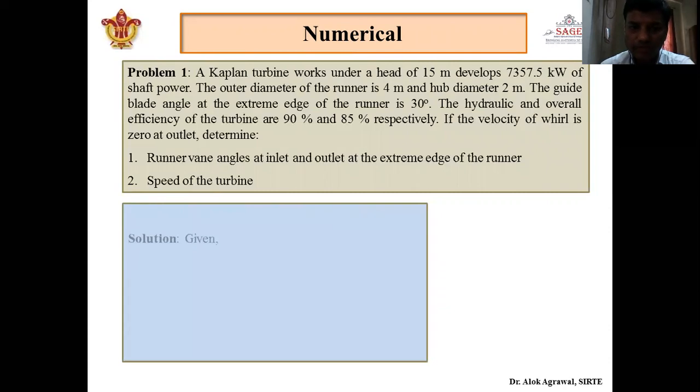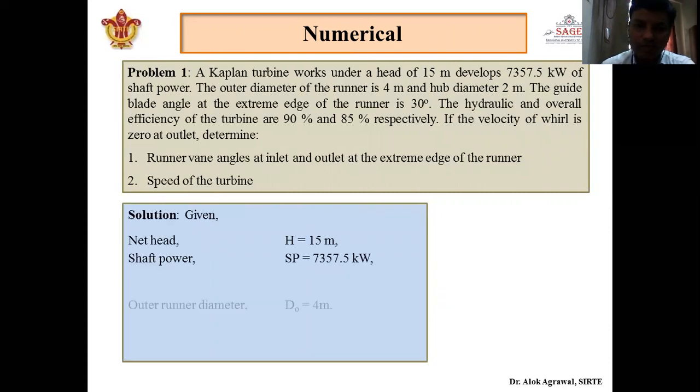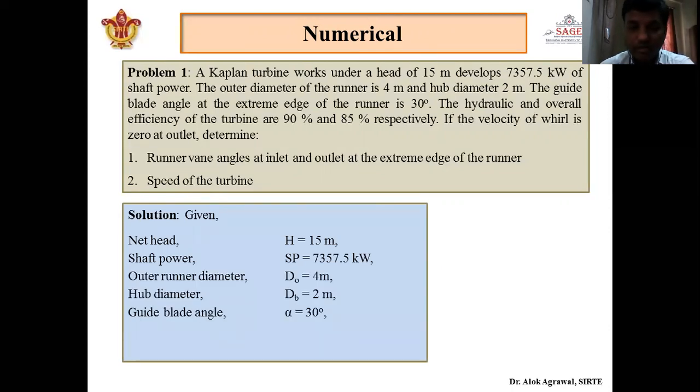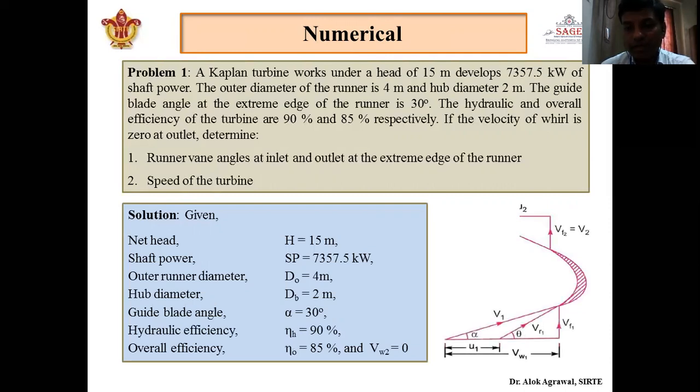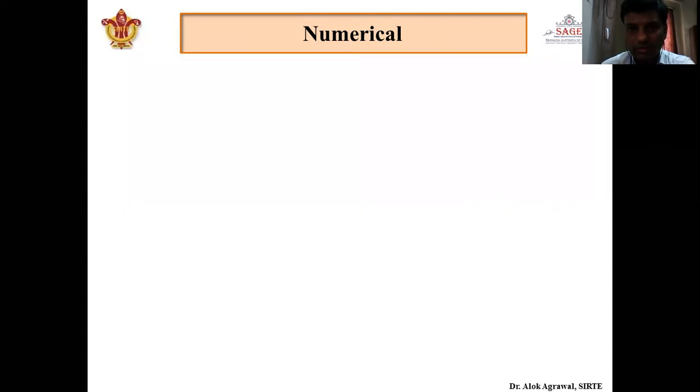So let's write the given conditions first. Net head is given, shaft power is given, outer diameter, hub diameter, guide blade angle, that is alpha, is given, hydraulic efficiency and overall efficiency, and the velocity triangle will remain the same. Okay, so now moving to our solution.